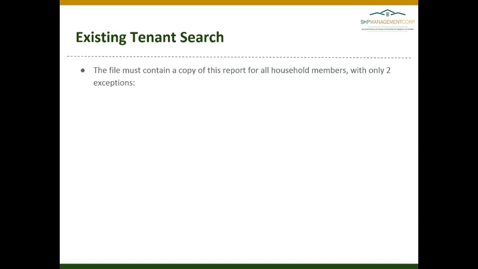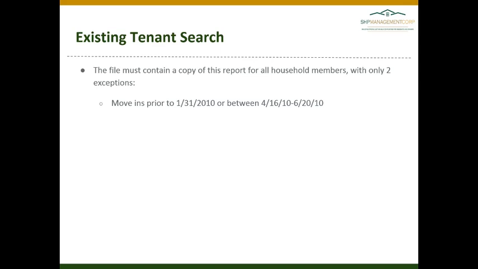All applicant files must contain a copy of this report for all household members. Again, all household members, with only two exceptions. The first is move-ins prior to January 31st of 2010 or between the dates of April 16th, 2010 and June 20th, 2010, when the EIV system was down and unavailable. In most cases, if you are processing a new applicant, it is going to be after 2010, and so that exception is not applicable to you.